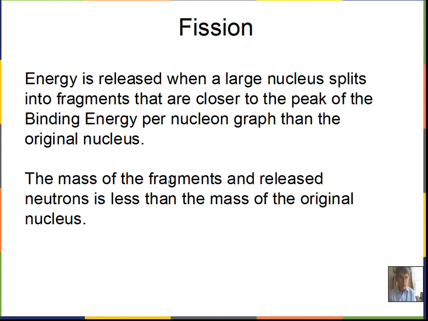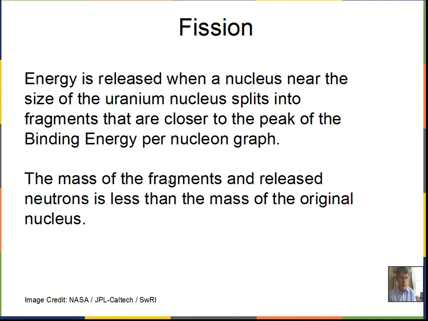So we'll be investigating some of the details of this as we take a look. For the uranium, our main fragments are closer to the peak. We do have neutrons released that don't relate to this graph of binding energy per nucleon, but the main fragments are closer to the peak.